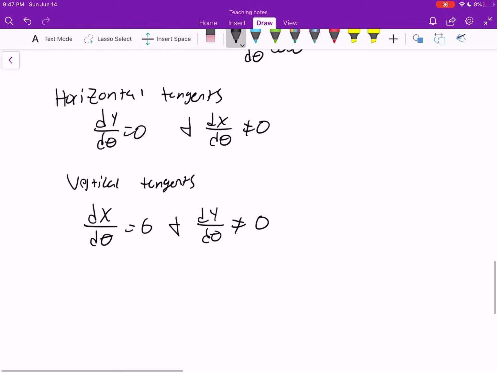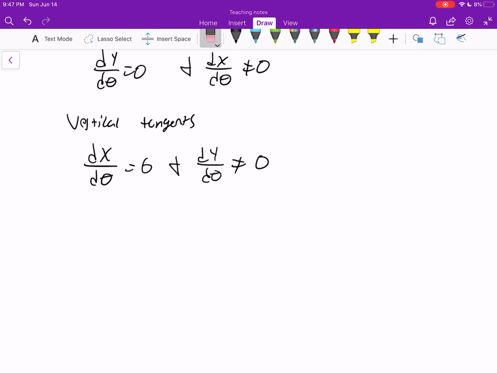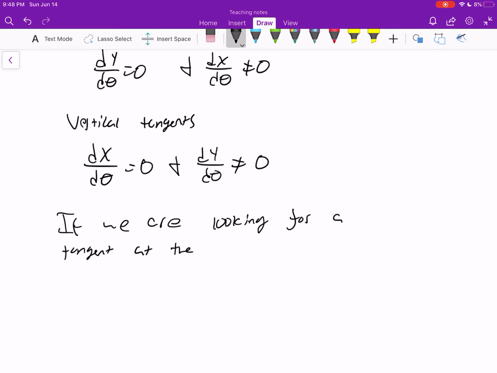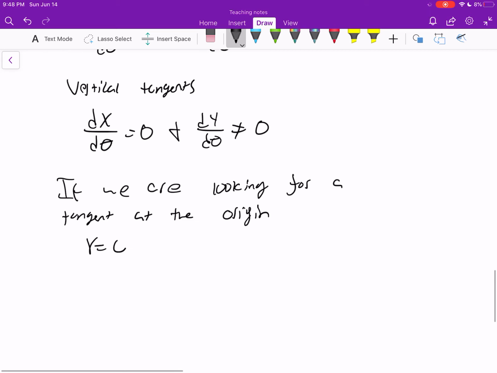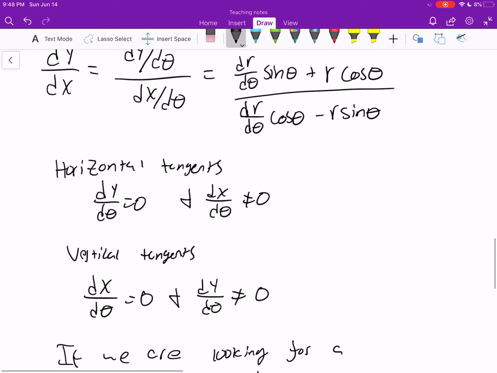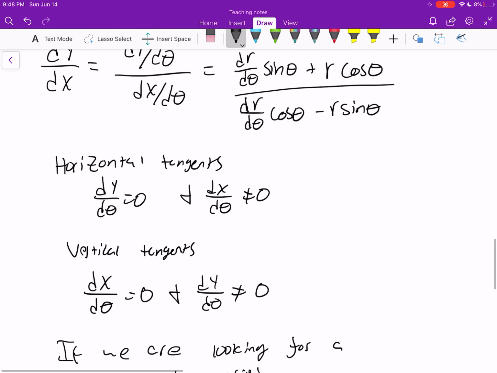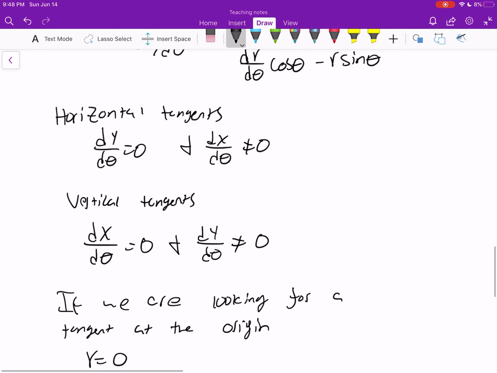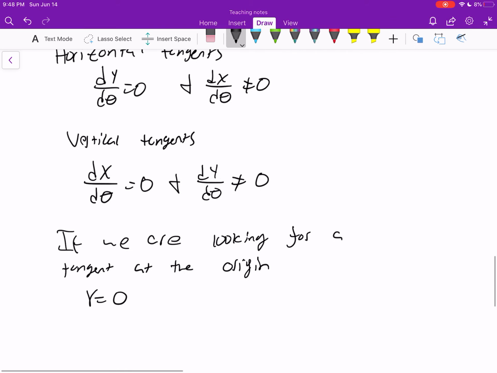Sorry, that's a 0, not a 6. So the last thing I want to say is, if we are looking for a tangent at the origin, we'll have r is equal to 0. And then the equations will actually simplify a little bit.